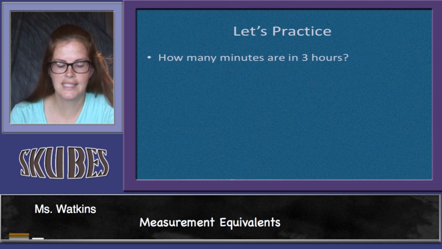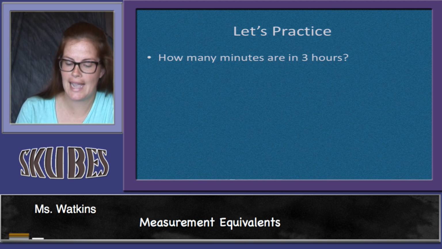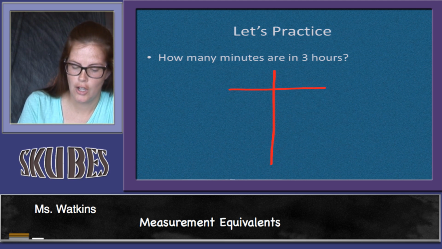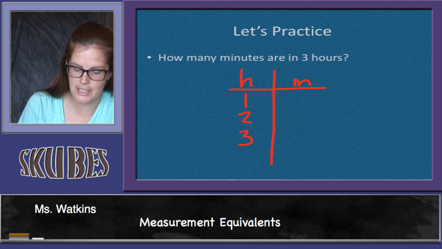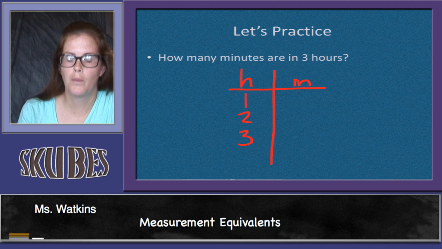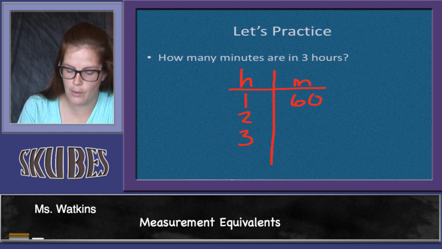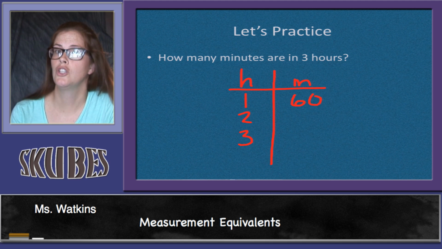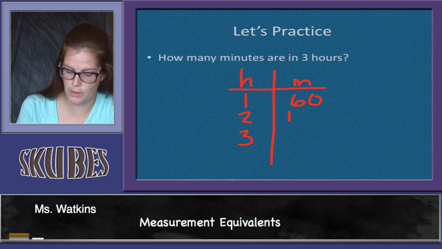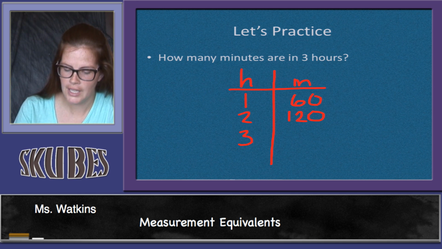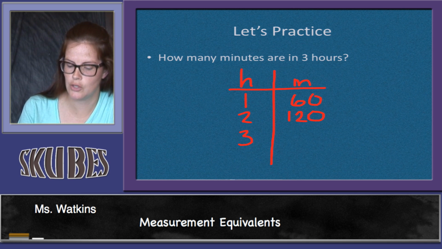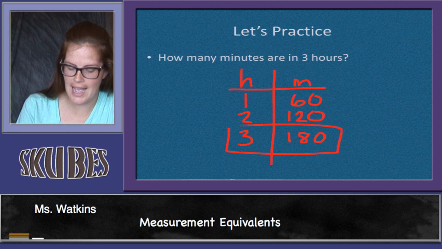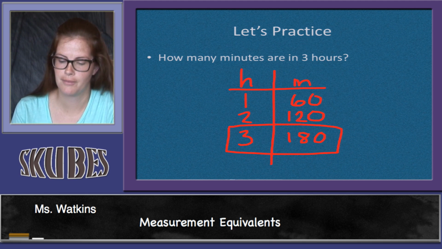All right, so let's practice. Let's find out how many minutes are in 3 hours. So we're going to set up a two-column table here. We'll have hours on one side and minutes on the other. And we want to know how many minutes are in 3 hours. So let's take what we know. We know there are 60 minutes in 1 hour. So to figure out how many minutes are in 2 hours, we'll just add 60 plus 60, which is 120. And so to figure out how many minutes are in 3 hours, we would just add another 60 to 120, which would equal 180. So in 3 hours, there are 180 minutes.